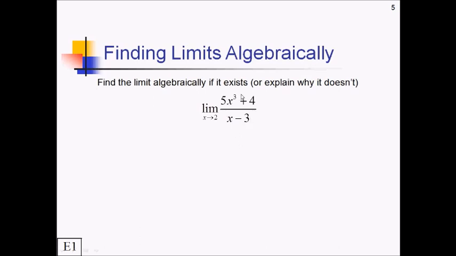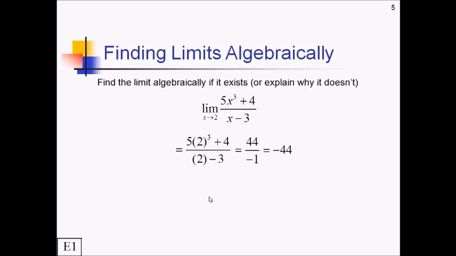All right, since this is not a piecewise function, we're just going to start by plugging in 2, what x is approaching. So plugging 2 into everything, we've got 5 times 8 plus 4, so that's 44. And down here we've got negative 1. So when the dust settles, we can simplify this to negative 44. So negative 44 then is the actual limit of this expression.